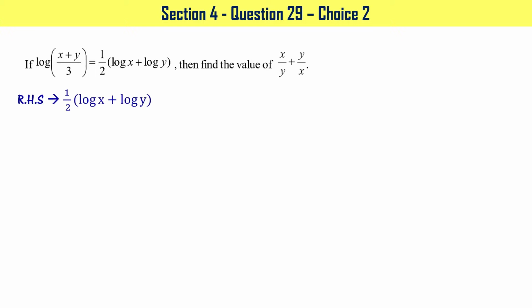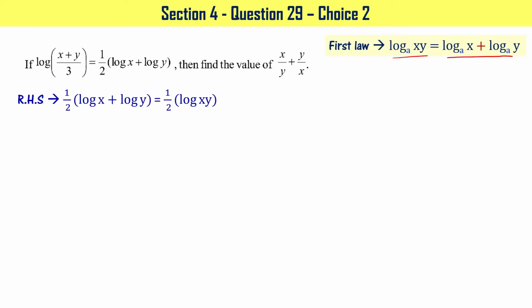Let's start with RHS of given equation, that is half (log x plus log y), right? We know first law of logarithm states that log x plus log y equal to log xy, right? It means I can write it as half log xy. The third law says that m log x equal to log x power m. If you observe, half log xy can be written as log xy power half, right?